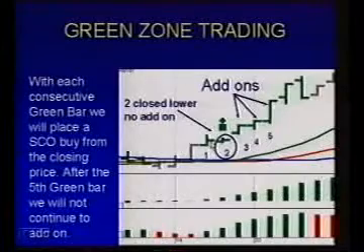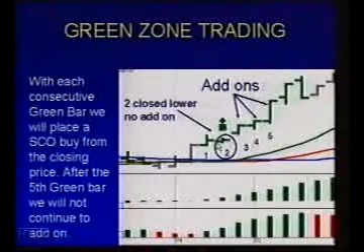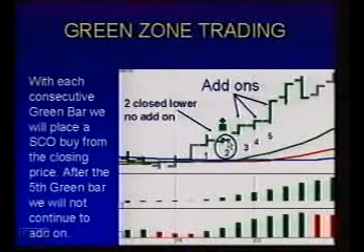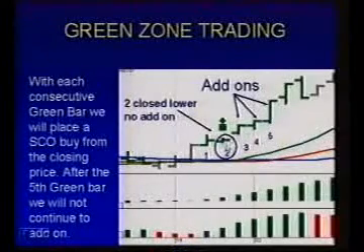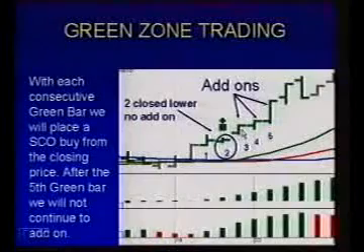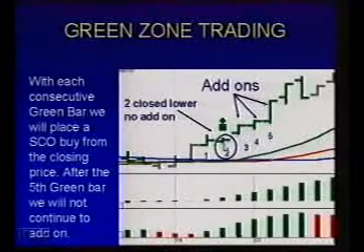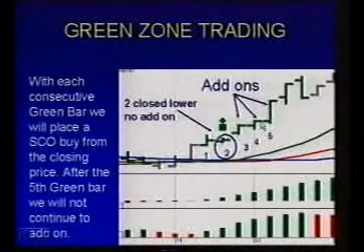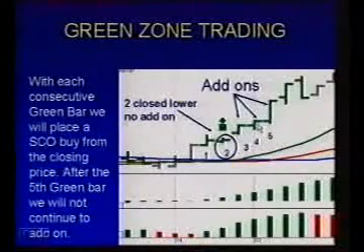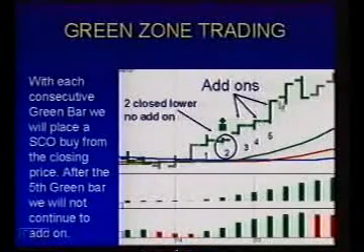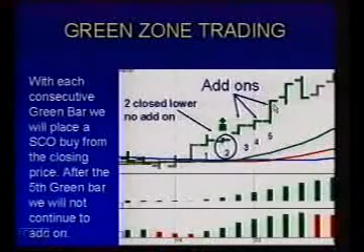We had a close here, but number 2 came out and did not close higher, so we did not add on. Day 3 came out with a higher close than 2, so we added on at the closing price, not at our buy price. Number 4 came out, closed higher than 3. Again, we added on at the closing price of day 4. And again with number 5, we added on here.